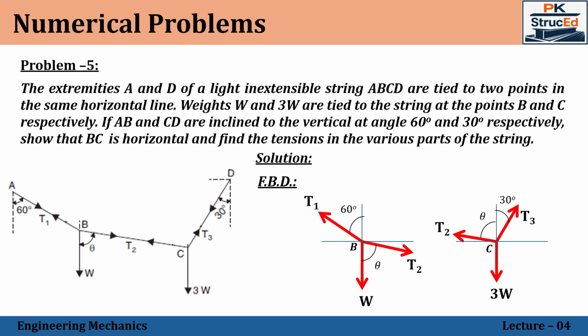Now we have two free bodies, and the unknowns are T1, T2, T3 as well as theta, so we have 4 unknowns. For every free body, since it is a two-dimensional system, we have two equilibrium equations: the sum of Fx equal to 0 and the sum of Fy equal to 0. For point B we have two equilibrium equations, and similarly for point C we have two more. So in total we get 4 equilibrium equations with 4 unknowns, T1, T2, T3 and theta, and we can solve for the unknowns.